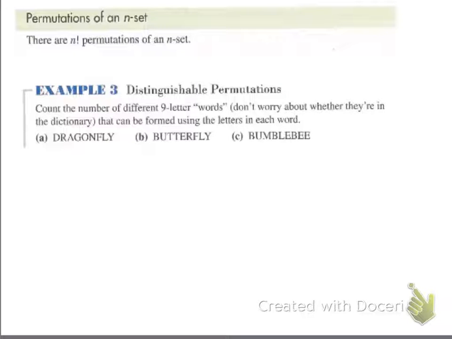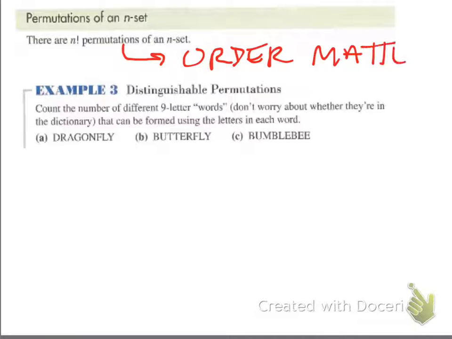All right, permutations. The big thing with permutations is that order matters. Permutations are all about order. Now, when we talk about that, it says count the number of different 9-letter words, and in parentheses, don't worry about whether they're in the dictionary, that can be formed using the letters in each word. Now, here's the thing you have to worry about.